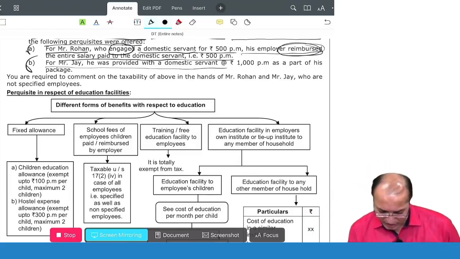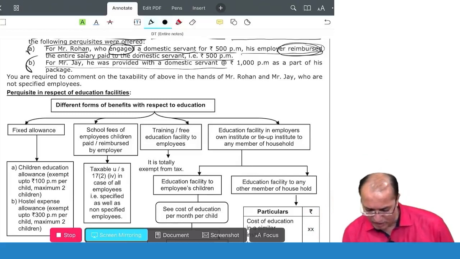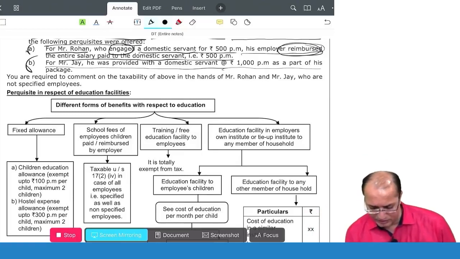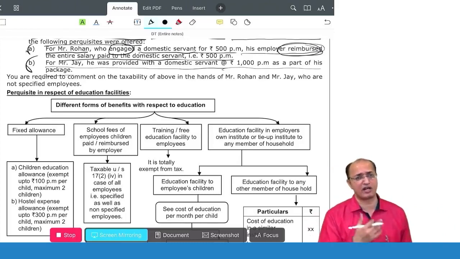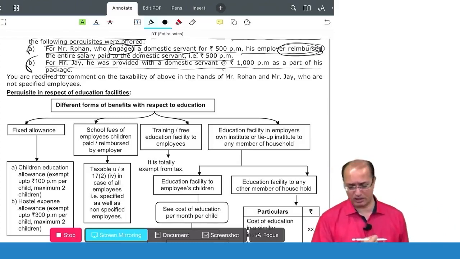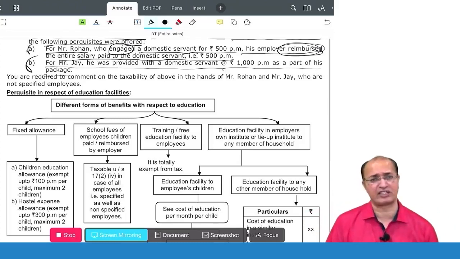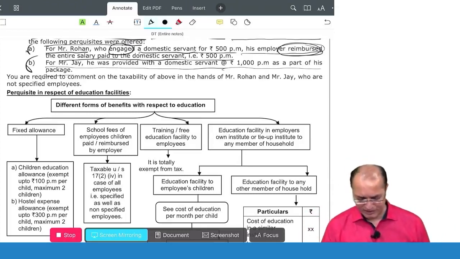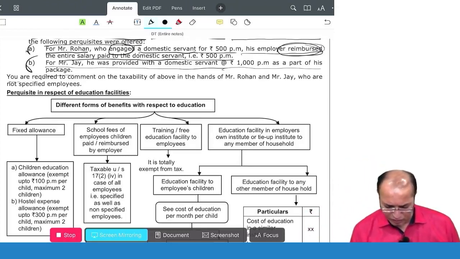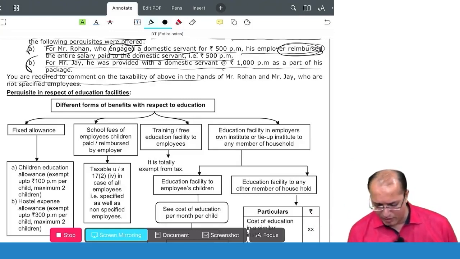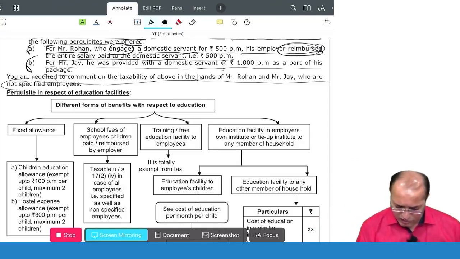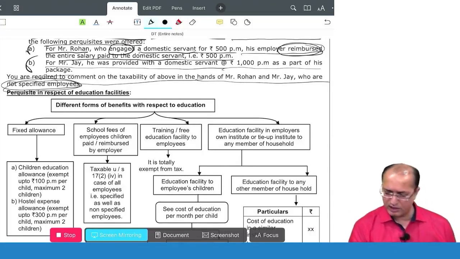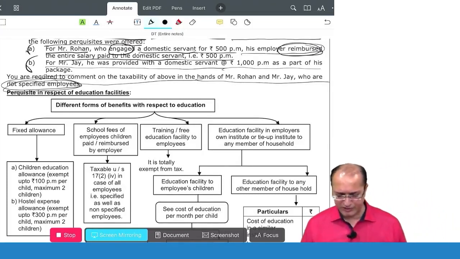So Mr. J was provided with a domestic servant at the rate of 1000 rupees per month as part of his package. As part of his package means as part of his remuneration terms and conditions. So this will become taxable to Jay only if he is a specified employee. Further, it says you are required to comment on the taxability of the above in the hands of Mr. Jay and Rohan, who are non-specified employees.